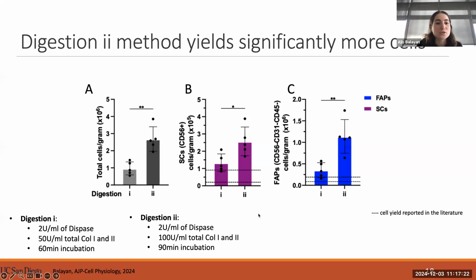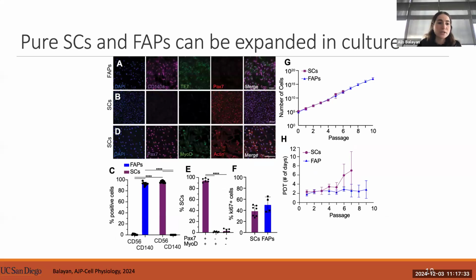So then, since digestion 2 yielded more cells, I used this digestion method and characterized the cells that were pulled out using digestion 2. So here we could see some of the characterizations I do in culture. I was able to get pure satellite cells and FAPs and expand them in culture.